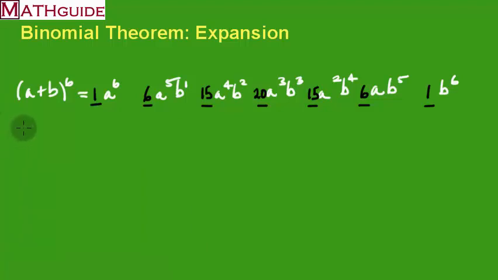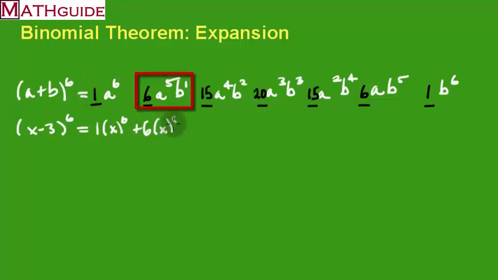Now the problem I want to do is, well, I kind of did this problem in section 1. I talked about x minus 3 squared. Well, let's see what it looks like if we take x minus 3 and raise it to the 6th power. Again, I'm going to make this connection where the a gets replaced with x, and the b with negative 3. So you go through this problem: a to the 6th, a is x, the 5th, and we replace the b again with negative 3.